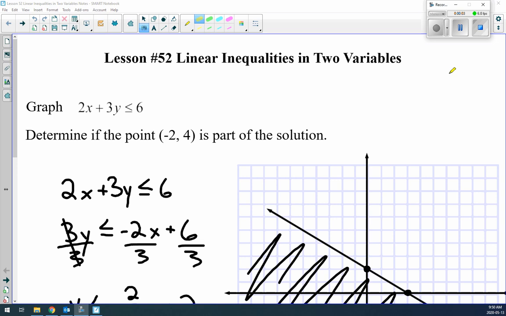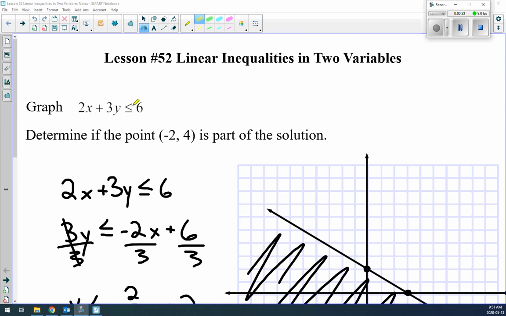Okay, grade 11 pre-cal, lesson 52, linear inequalities in two variables. Now, this is an interesting thing. We're going beyond equal signs. We're going to less than or equal to, greater than or equal to, or just less than or greater than. If you remember in grade 9 when we did this on a number line, we used open circles and closed circles to represent points.